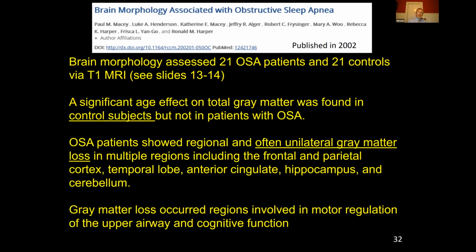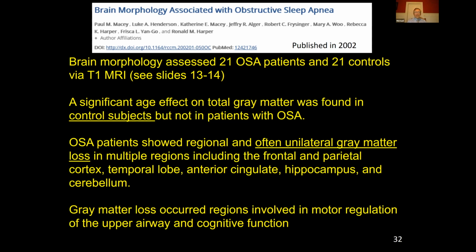And then when they went back in and looked further, they realized that one of the reasons this may be happening is that sleep apneas are losing gray matter progressively, so that the changes occurring due to sleep apnea were, as the authors thought, so great that it superseded the age-related changes. Also, Ron's group found that there was a unilateral effect of gray matter loss, and it was greatest in the frontal and parietal cortex, temporal lobe, anterior cingulate, hippocampus, and cerebellum.